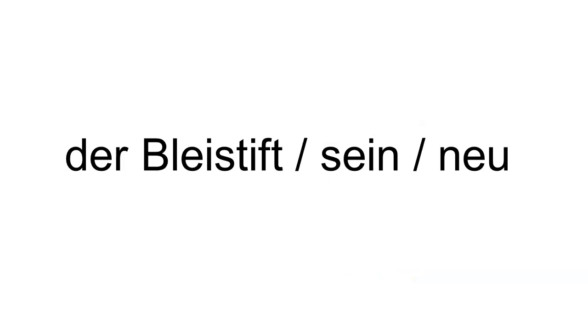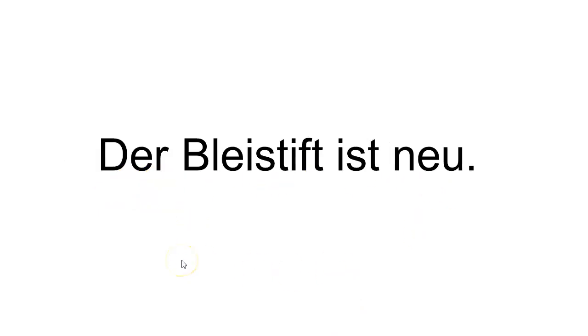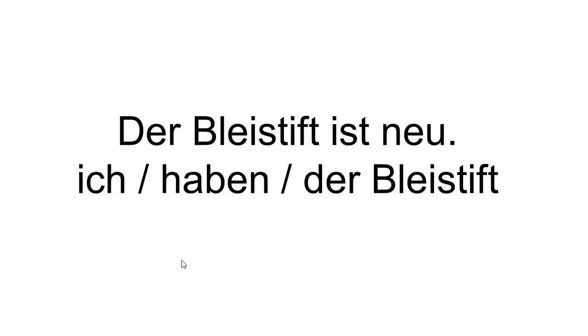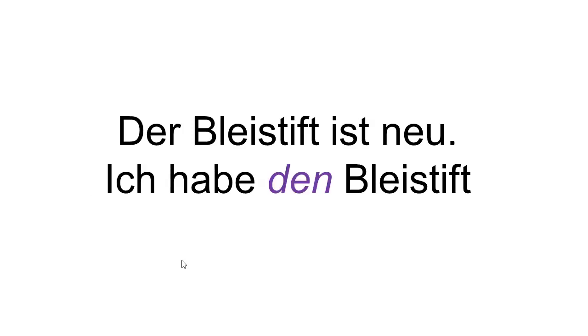Okay, now here is where there's a difference. The pencil is new. Der Bleistift ist neu. Now I want to say I have the pencil. Der Bleistift ist neu. Ich habe, remember you can't say der, you have to change it to the accusative. Ich habe den Bleistift. Der Bleistift ist neu. Ich habe den Bleistift.